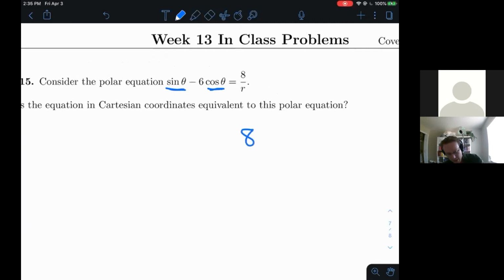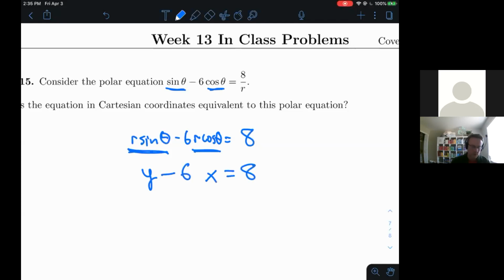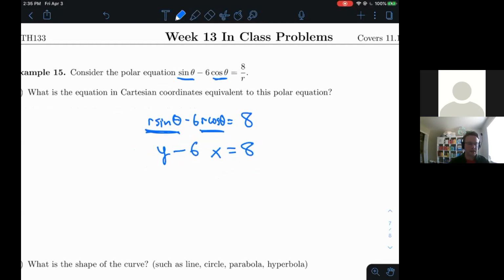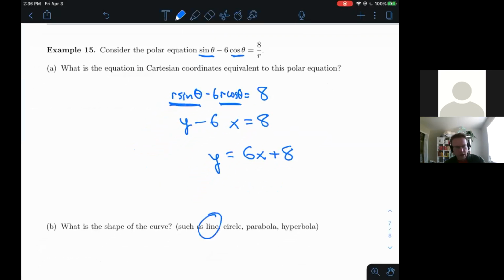So if I multiply through by r, we would get r sine theta minus 6 r cosine theta, because you need to distribute it to each piece. And now you really see we have an r sine theta and an r cosine theta. These are exactly what we can exchange for y and for x. So in this case, we get y minus 6x is equal to 8. If you wanted to, you could rearrange this to y equals 6x plus 8. That's the old mx plus b sort of deal. It really indicates, hey, this is going to be a line.